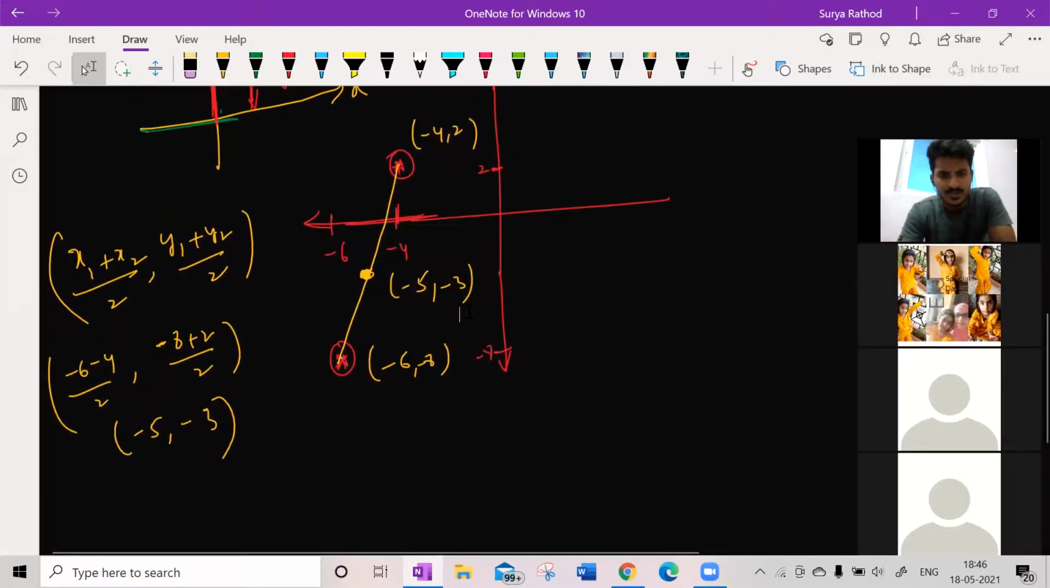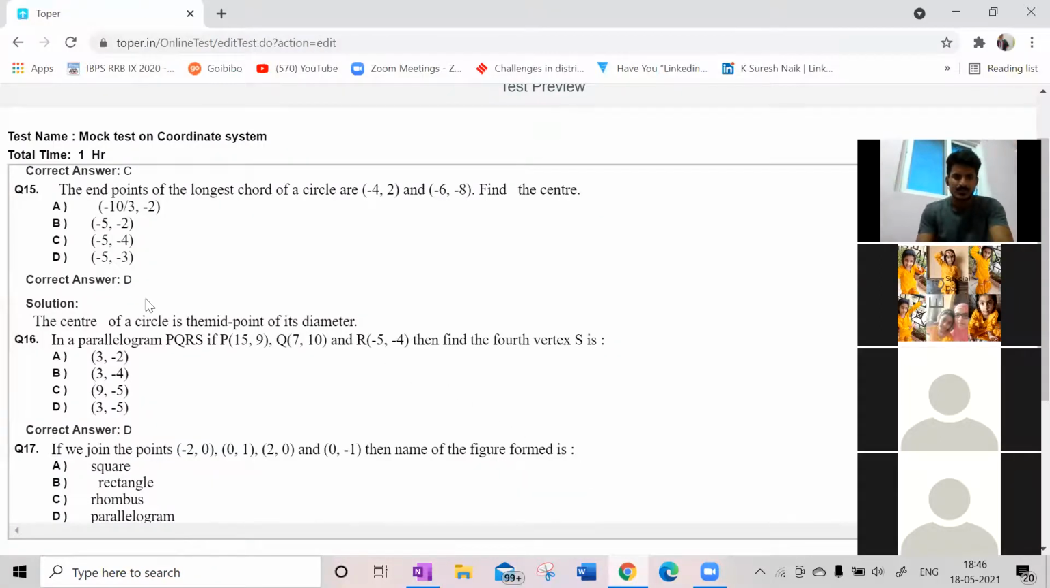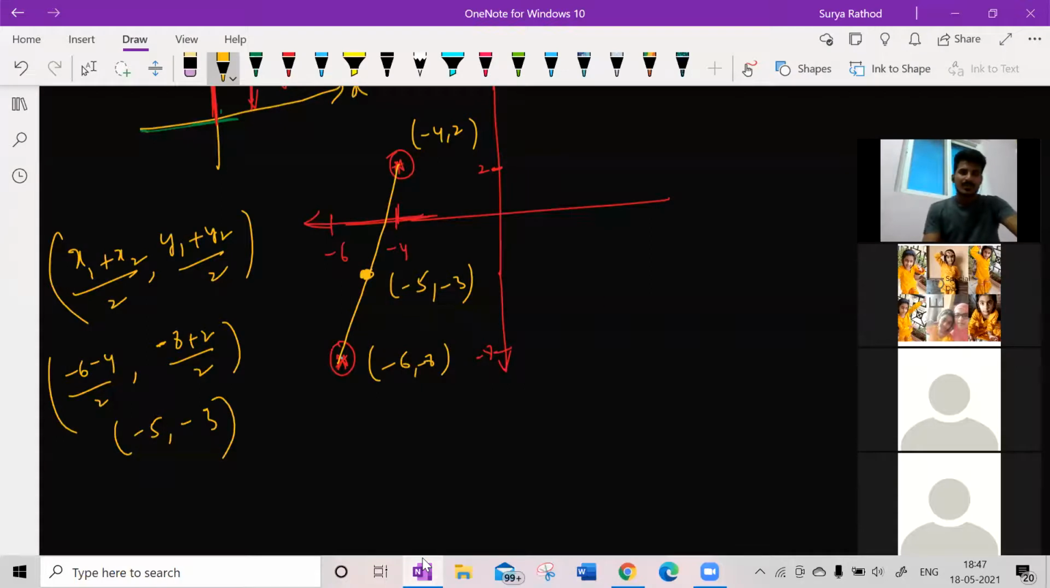Getting my point? Any doubt here? Do we have the option? Yes, sir, option D is correct. So what is the formula for midpoint? The sum of the x-coordinates divided by 2, and the sum of the y-coordinates divided by 2. Very simple.